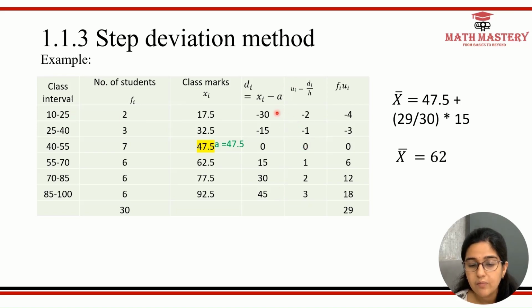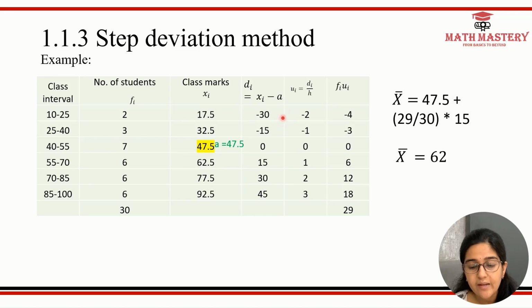Now we are dividing this di by h representing the class size. So what is the class size? The formula to calculate class size is upper limit minus lower limit of a class interval. So 25 minus 10 is equal to 15. So similarly you can see that the class size is same for all the class intervals. For simplicity, we will be covering all the examples with the same class intervals. So here the class size is 15.